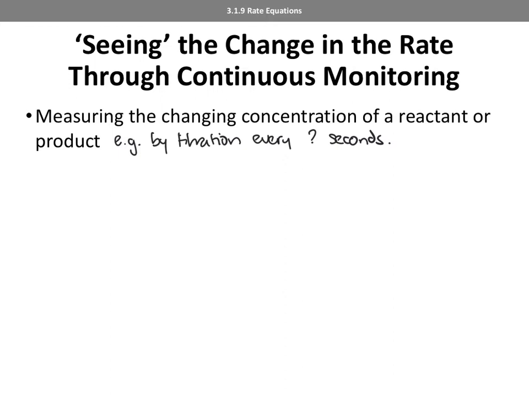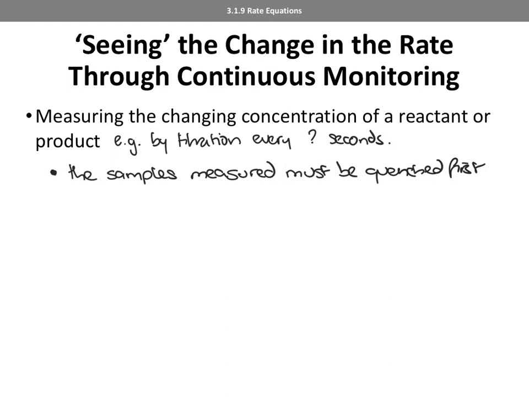Now the problem with this method is that just because you take the sample out to titrate doesn't mean that the reaction stops. So let's say you're deciding to do a titration every 30 seconds. Maybe that's a little bit optimistic, but let's just say every 30 seconds. When you take the sample out at 30 seconds and you're preparing your titration, the reaction is still proceeding, even in your sample conical flask or vial. So this only works if the samples are quenched.